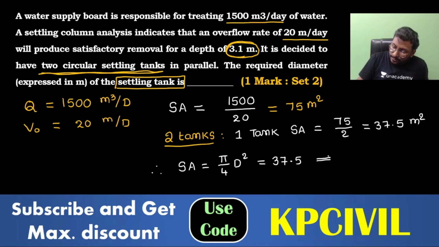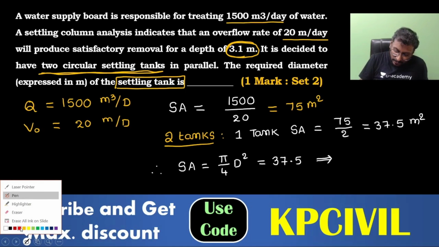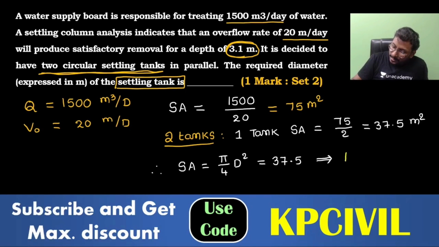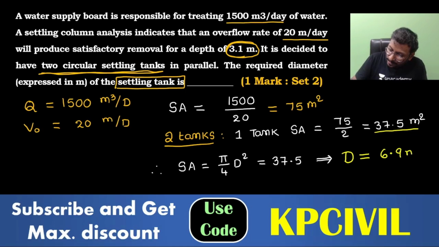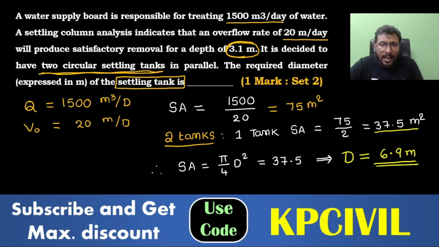Determine the d value, and you will get it in the answer. Diameter of each tank: surface area is equal to pi by 4 d square. That value is equal to 37.5 meters square. From that, solve for D. Solving for D, you are getting 6.9 meter. This is the diameter of the circular tank to treat 1500 meter cube per day by using 2 tanks.